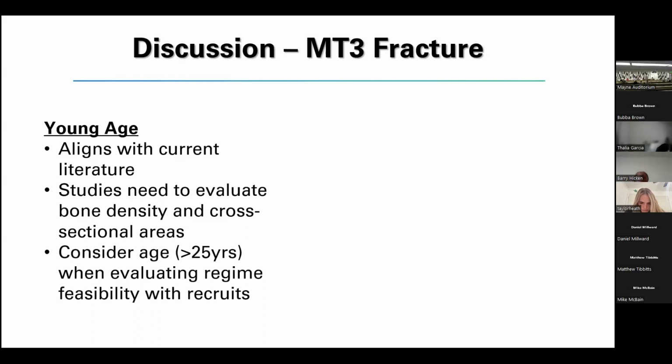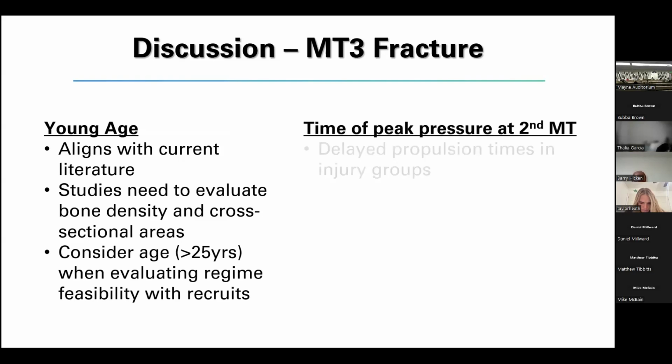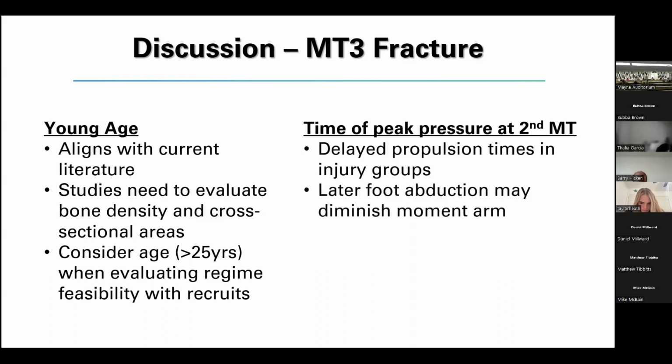So let's see. Basically, in terms of practical implications, they found that when you're designing training regimens for individuals younger than 25, you want to make sure that it's not going to possibly break their bones, which is generally a good idea. The time for peak pressure at the second metatarsal was considered a risk factor for the third metatarsal, which sounds really weird. But basically, a delayed propulsion time, so the latter stage of toe off, was considered to cause an elevated risk. And truthfully, the discussion on this was kind of vague, maybe a little open-ended.